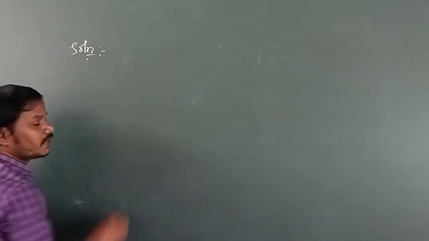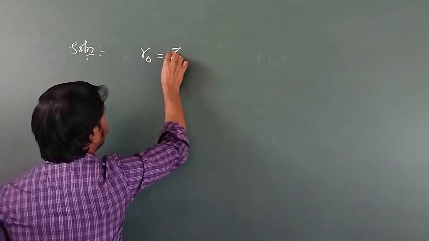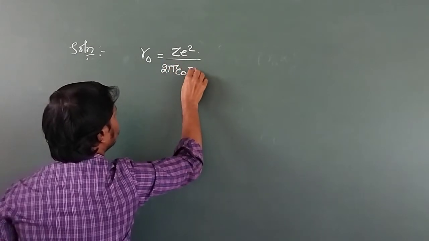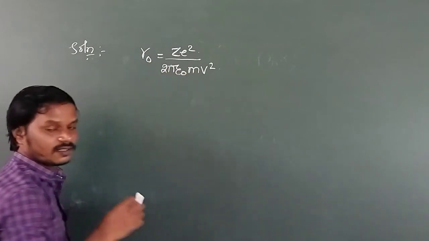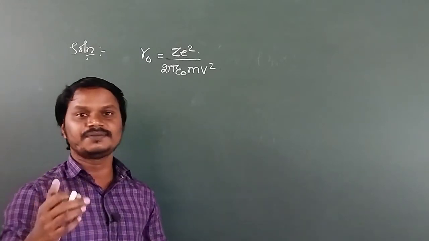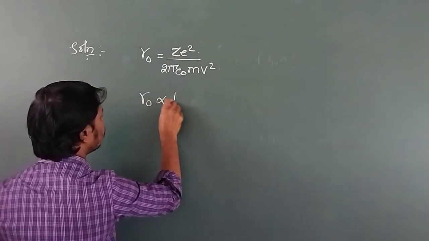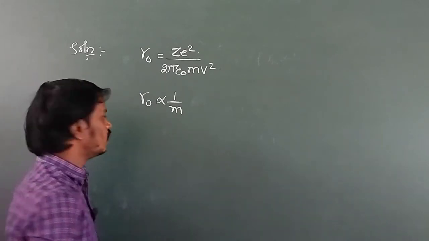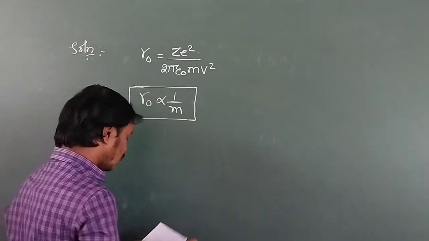Already we know the expression for the distance of closest approach, that is r naught is equal to Z square divided by 2 pi epsilon naught into m v square. Now see here, how the distance of closest approach is related to the mass. The distance of closest approach depends on m as, means r naught is directly proportional to 1 by m, otherwise r naught is inversely proportional to m. Then what is the answer now? R naught is directly proportional to 1 by m. Then option C is correct.